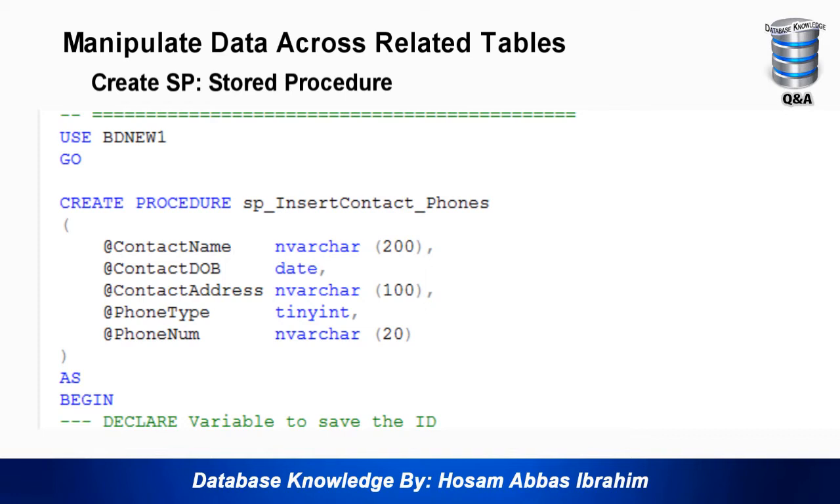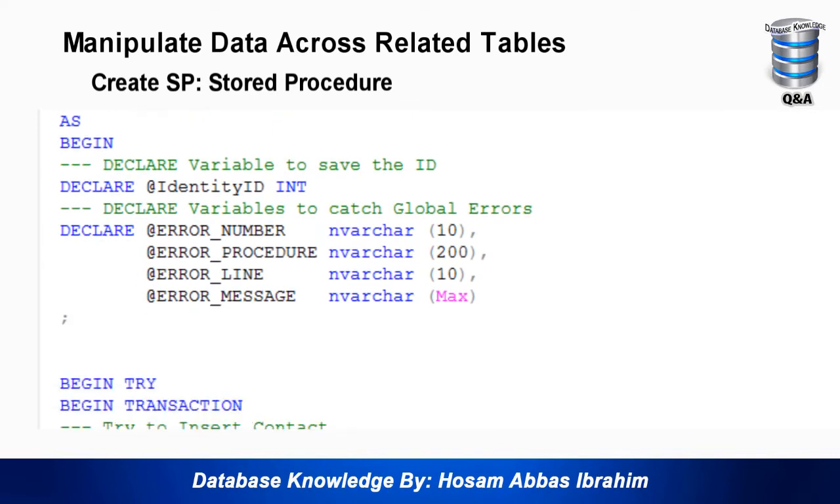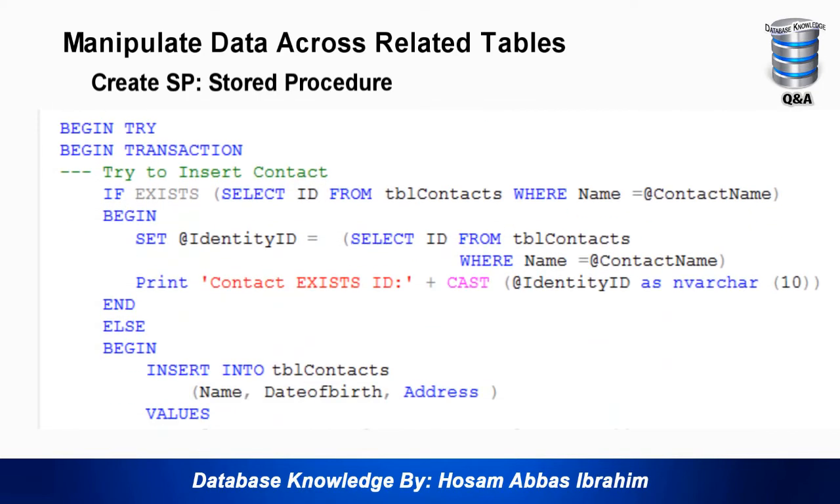Then we declare another variable called identity ID that will retrieve the ID of the individual inserted in the master table. Then we declare 4 variables for error handling, and now we start with the try block, which I will say begin try, and under it I will say begin transaction. Here it doesn't mean a single transaction, it could be multiple transactions going in different tables or different databases in different servers. Could be anything.